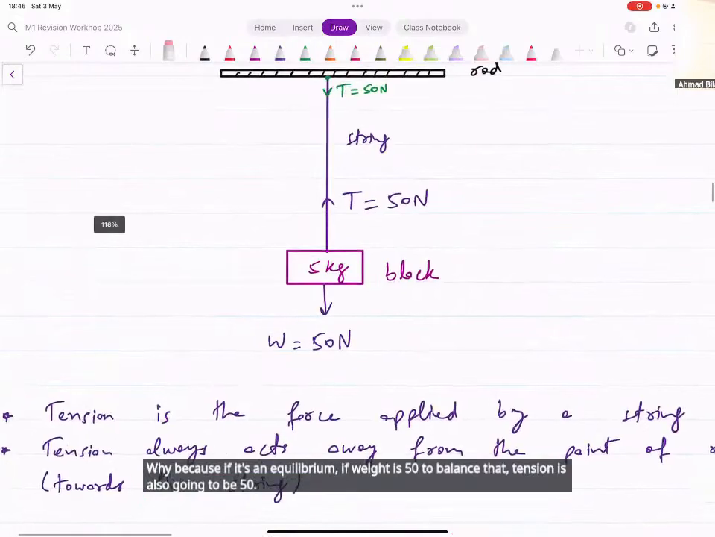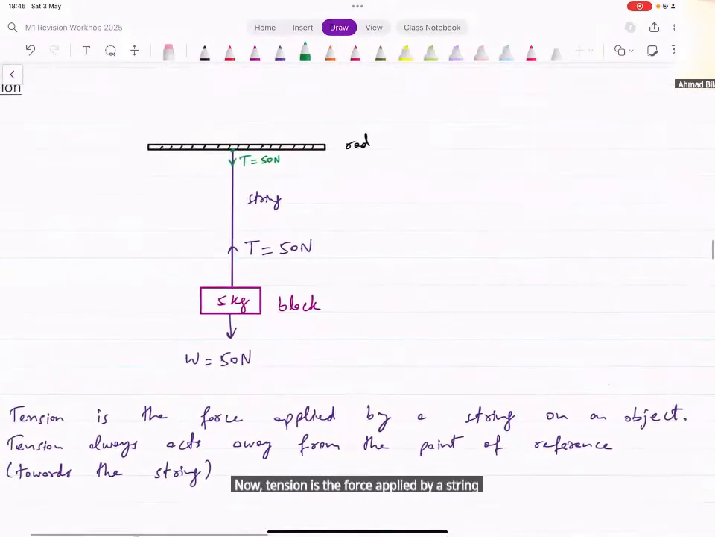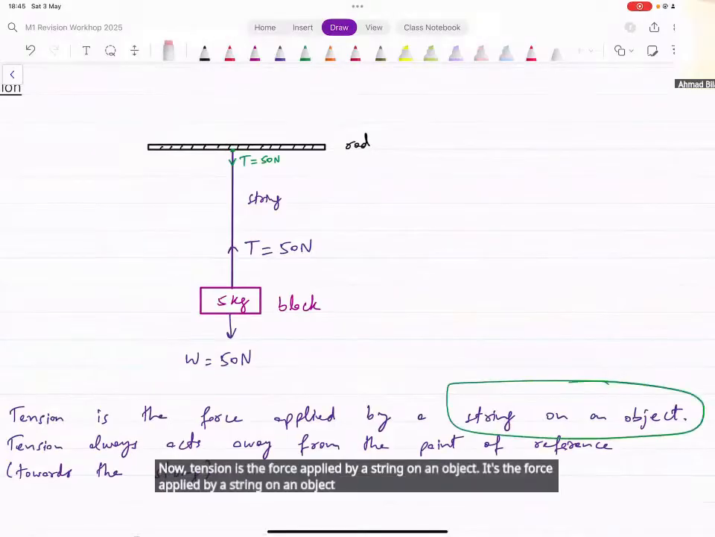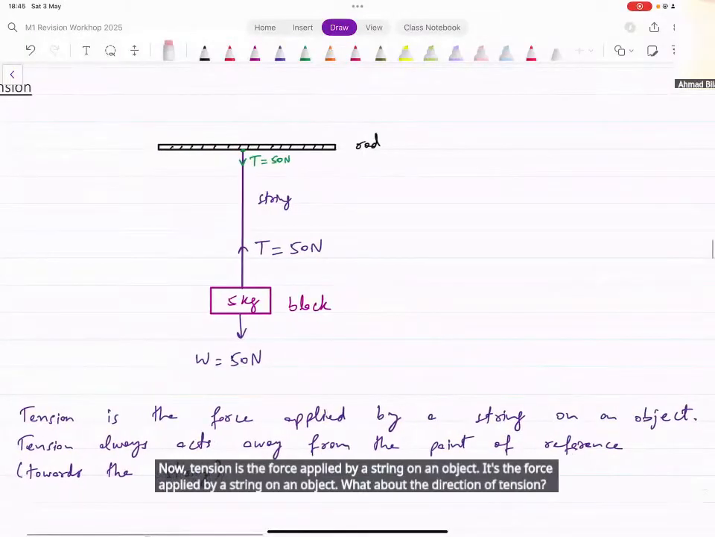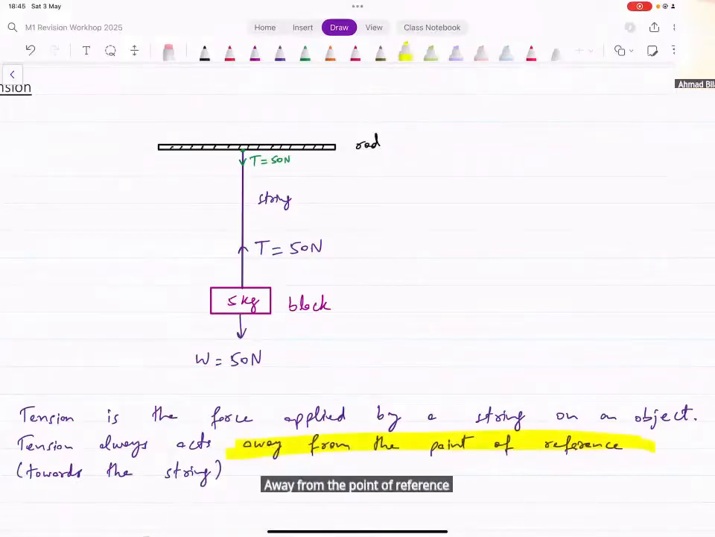Now, tension is the force applied by a string on an object. What about the direction of tension? Tension always acts away from the point of reference. Now, what exactly does that mean?